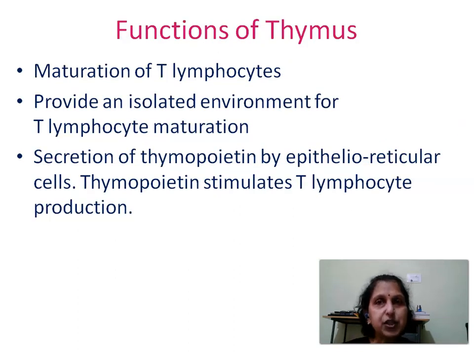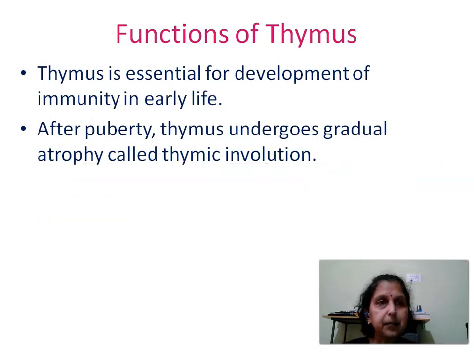What are the functions of the thymus gland? Maturation of T lymphocytes. They provide an isolated environment for T lymphocyte maturation. Secretion of thymopoietin by epithelio-reticular cells, and this thymopoietin stimulates T lymphocyte production. Thymus is essential for development of immunity in early life. After puberty, the thymus undergoes gradual atrophy, and that is called thymic involution.